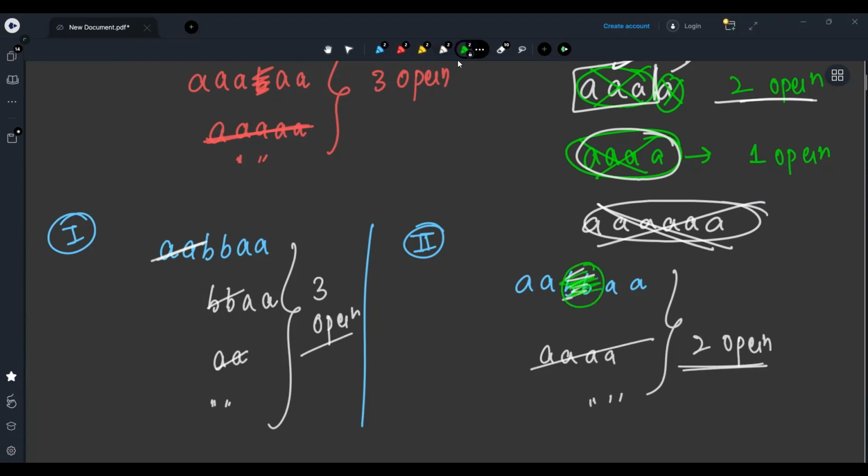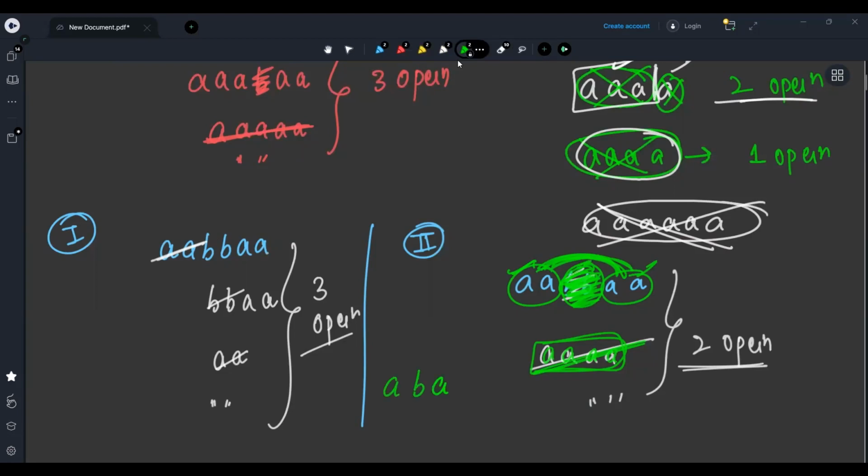Why? Because whenever I am removing the middle element, I am going to merge the two consecutive substrings which have equal characters. So whenever I remove a group, it will always merge two consecutive substrings. That's why it will reduce our operations, because we can remove the consecutive equal elements. That's why the second observation is that we should remove the middle element.